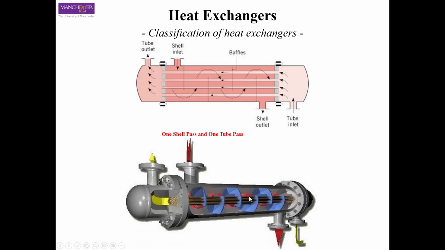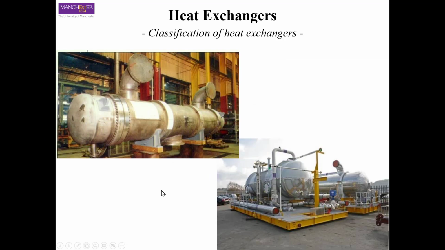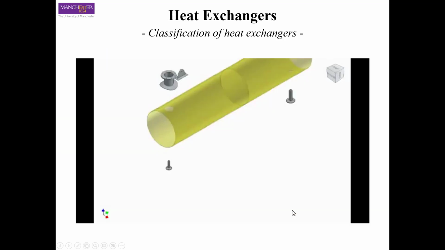Here you see a similar thing, but in much more detail. You have baffles as well, and these baffles are used, for example, on the shell side to create turbulence. By creating turbulence, again, you can increase the heat transfer. And this is how they actually look in industry. You can see that they are quite huge in size. For example, this is almost two stories tall. This is a huge shell and tube heat exchanger.